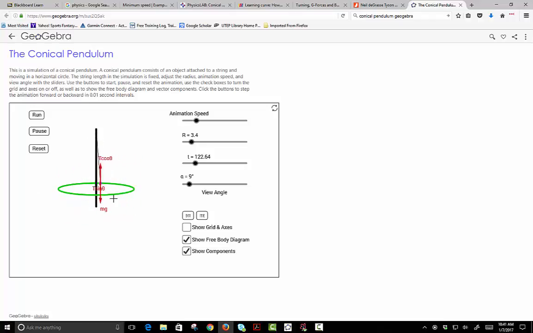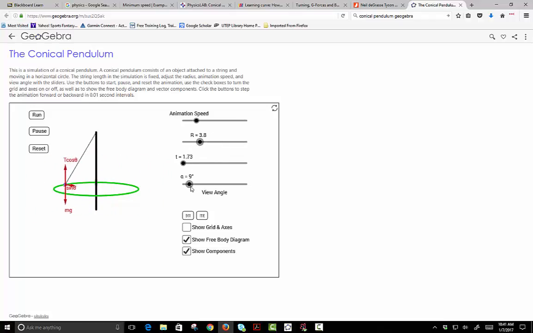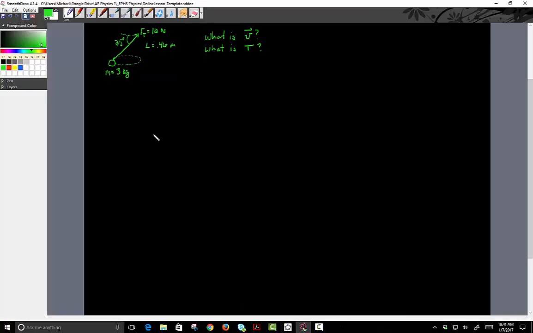So anyway, you can play with this if you want. You just Google GeoGebra conical pendulum, open it up, and you can play around with it, because you can change the radius and see how that affects it, or change the angle. That's just the angle we're looking at. Anyway, not much to it, but let's look at an example.